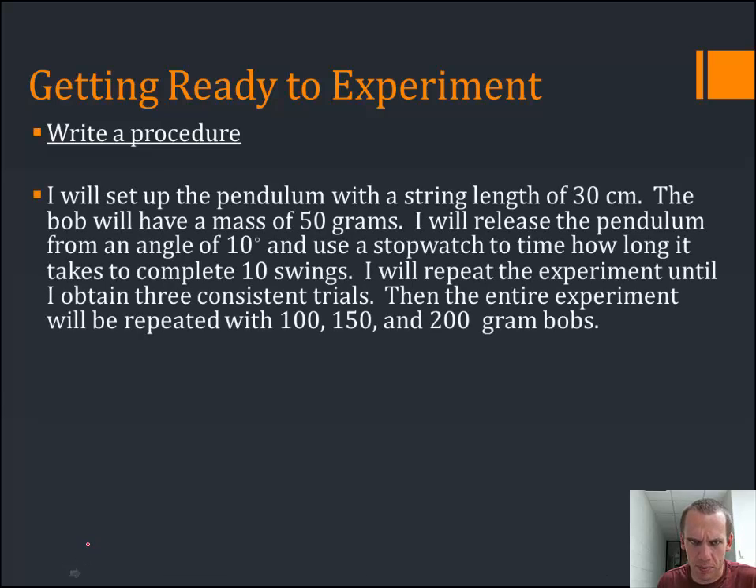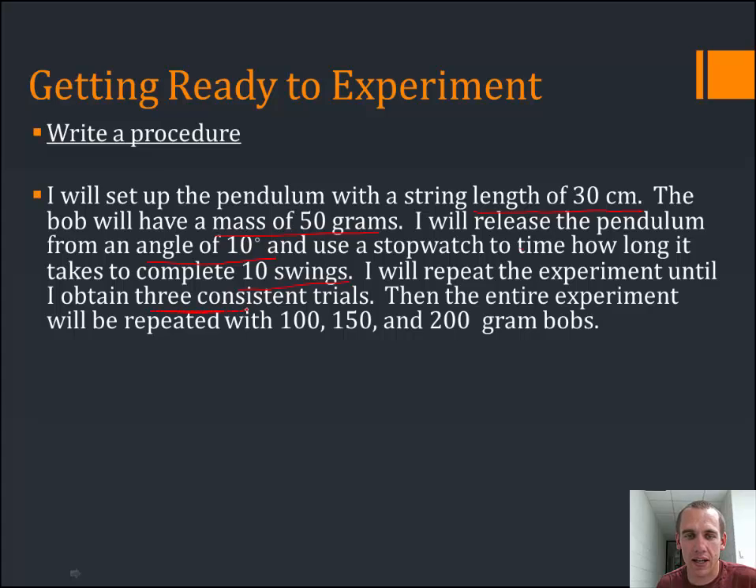So here's an example procedure. I will set up a pendulum with a string length of 30 centimeters. There's one of those variables, the length. I'm telling you what I picked it to be. The bob will have a mass of 50 grams, so I told you what my starting mass is. I will release the pendulum from an angle of 10 degrees. There's another one of those variables. And use a stopwatch to time how long it takes to complete 10 swings. So there it is, that's what I'm measuring. I'm timing how long it takes to complete 10 swings. I will repeat the experiment until I obtain 3 consistent trials.